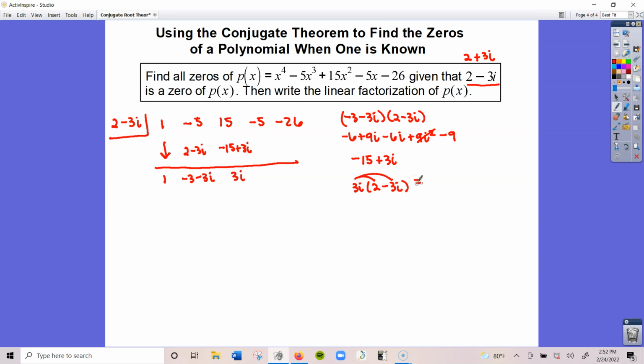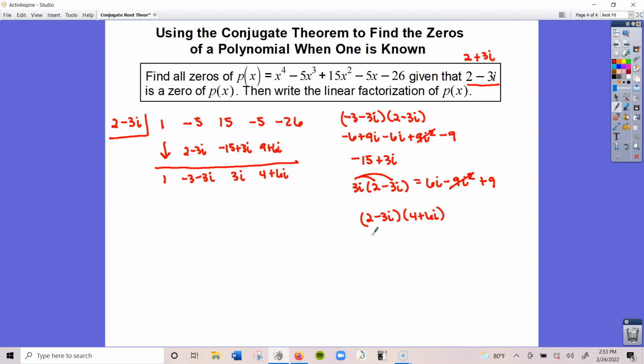Distribute, and we get here 6i minus 9i squared. And this 9i squared becomes plus 9. So my complex number is 9 plus 6i. Combine the real parts. Negative 5 plus 9 is 4 plus 6i. Now I need to multiply one final time. 2 minus 3i times 4 plus 6i.